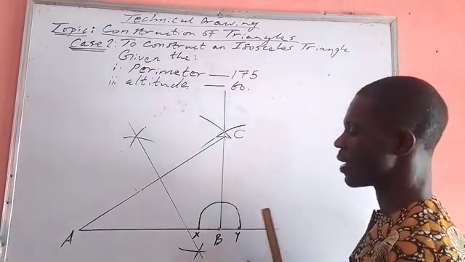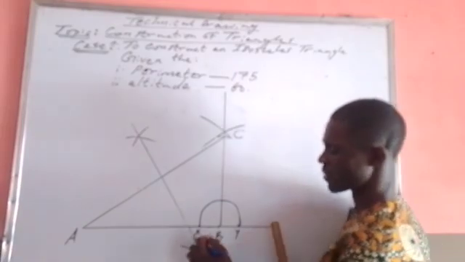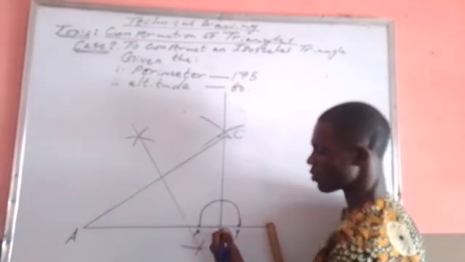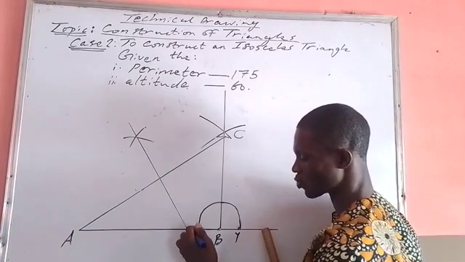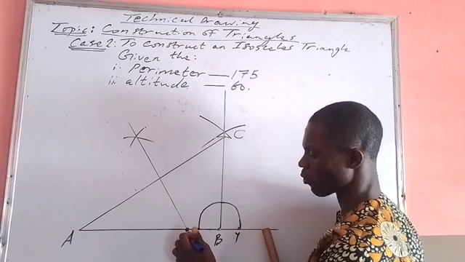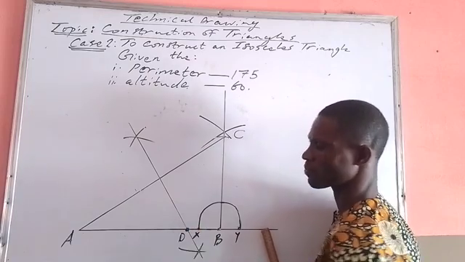Now, the point where this bisector touches line AB, we are going to take note of it. So this is the point. So I will call this point D.